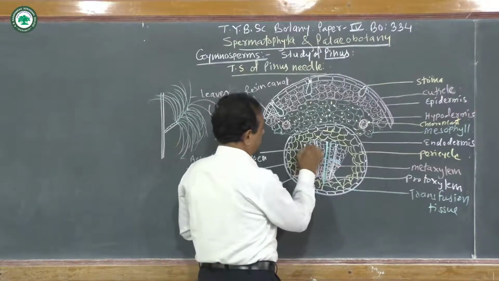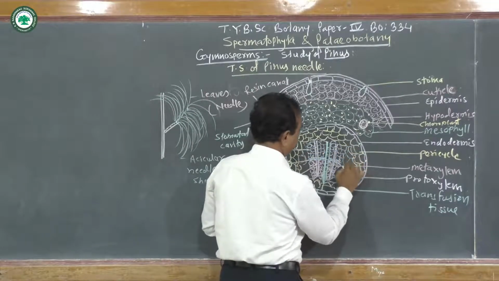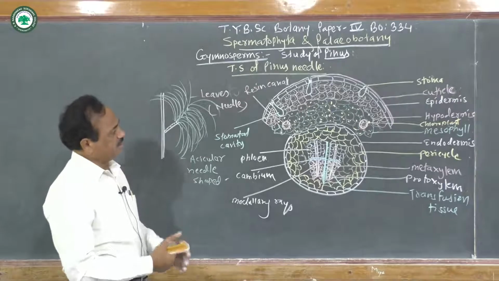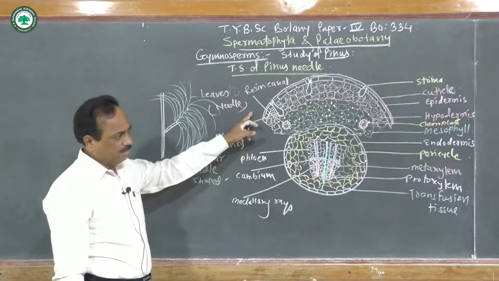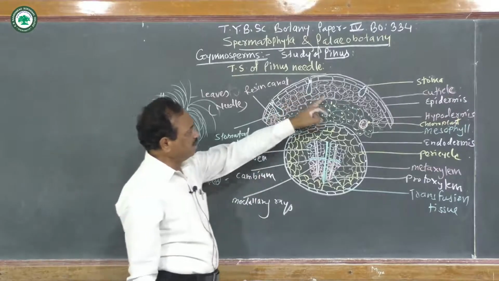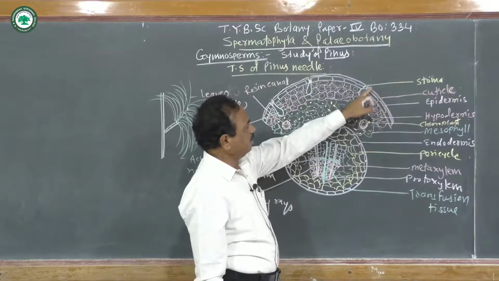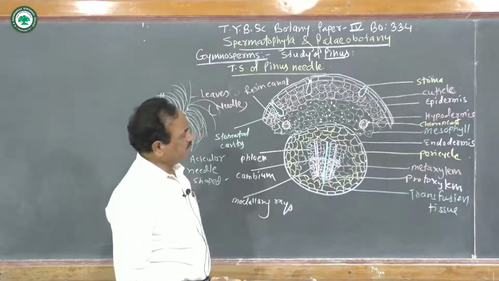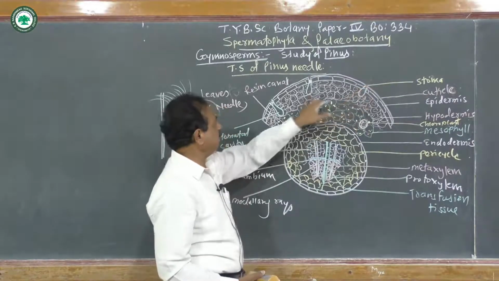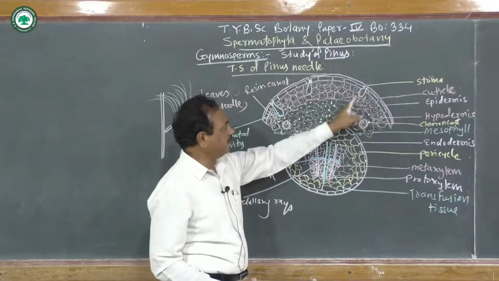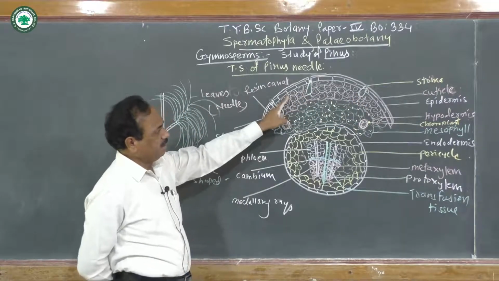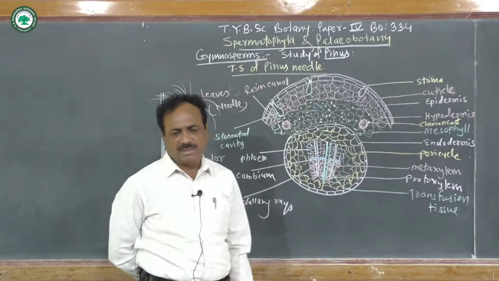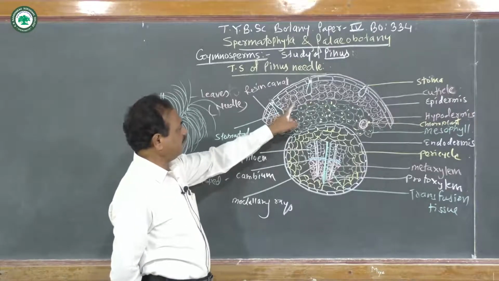Thus here, if we see the internal structure of this TS of needle, or transverse section of needle, it shows such tissue layers. The outermost layer is called the epidermis, which is covered by a thick layer of cuticle. Then it gets interrupted by the presence of the stomata. Here there is the opening, and here is the stomatal chamber. It is followed by the hypodermis. Cells of the hypodermis are dead, sclerenchymatous, compactly arranged without intercellular spaces or gaps.